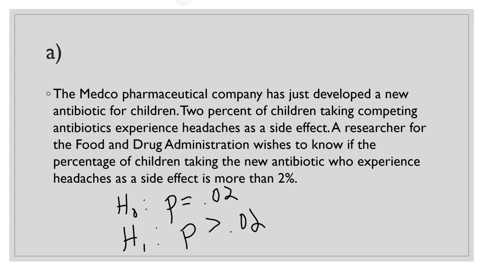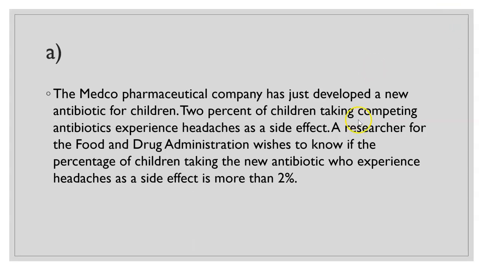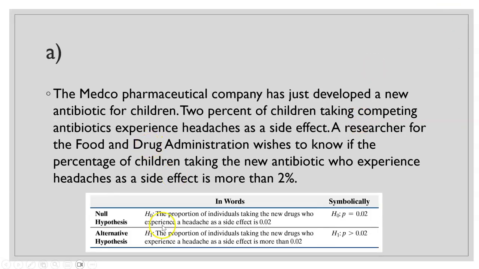Now, put another way, in words, you can also say that for H naught, your null hypothesis, the proportion of individuals taking the new drugs who experience a headache as a side effect is 0.02. And then for the alternative hypothesis in words, you will say the proportion of individuals taking the new drugs who experience a headache as a side effect is more than 0.02. And here are your hypotheses, which I had just written out.